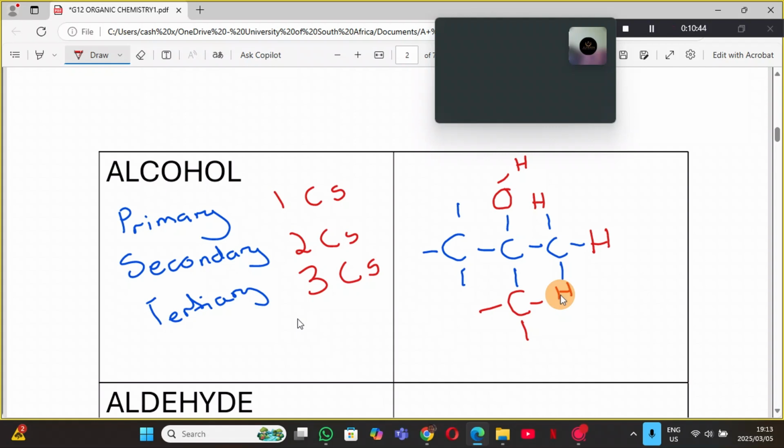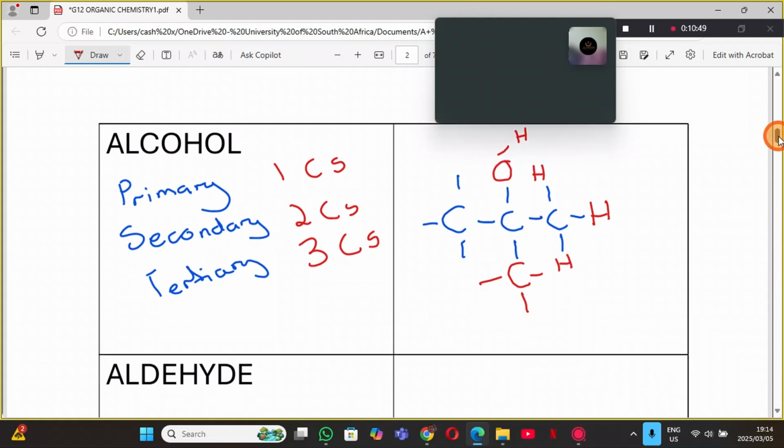Okay. Now we go to an aldehyde. You learn new things every day.